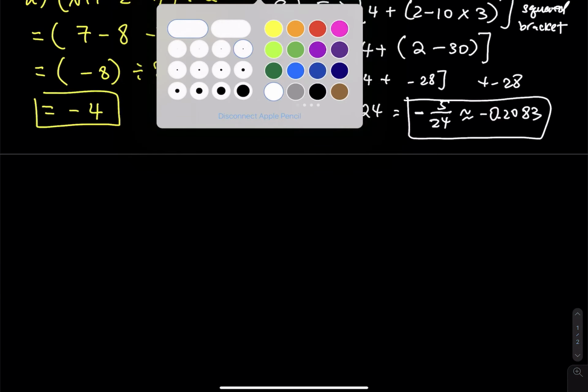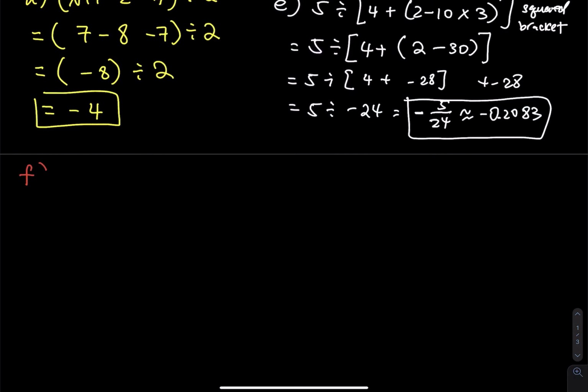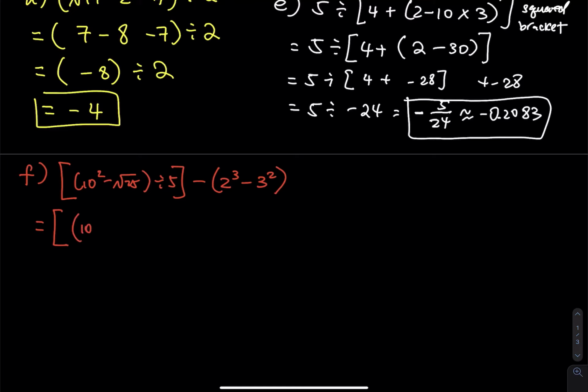Switch color again. Let's use red. So part F, we have a square bracket, 10 square minus the square root of 25 divided by 5, and then minus 2 to the third minus 3 square. So 10 square, and then the square root of 25, you can do that simultaneously. 10 square is equals to 100. The square root of 25 is equals to 5. And then you divide it by 5. This one is in another parenthesis, right? So you can do this in the meantime. 2 times 2 times 2 is 8. 8 minus 9, right? So this is 95 divided by 5.